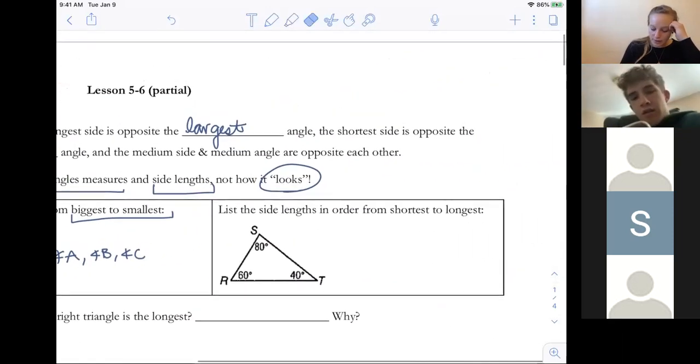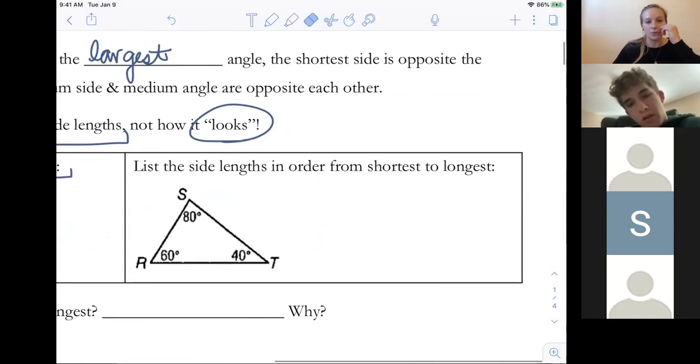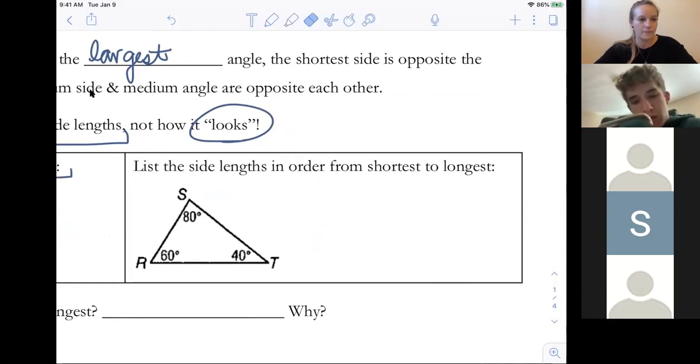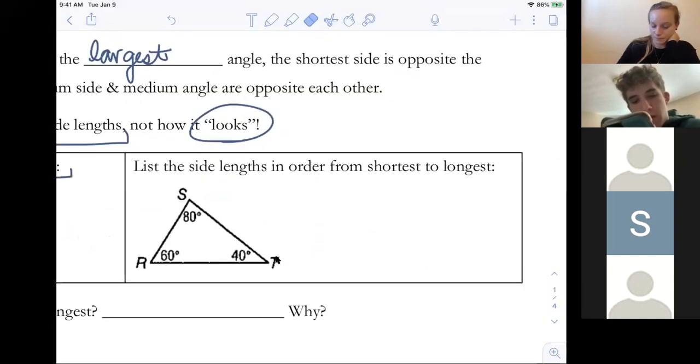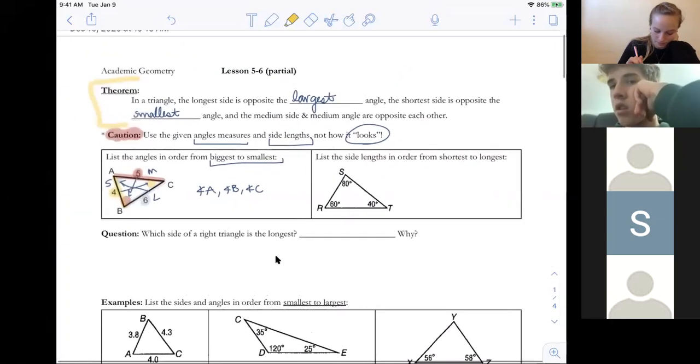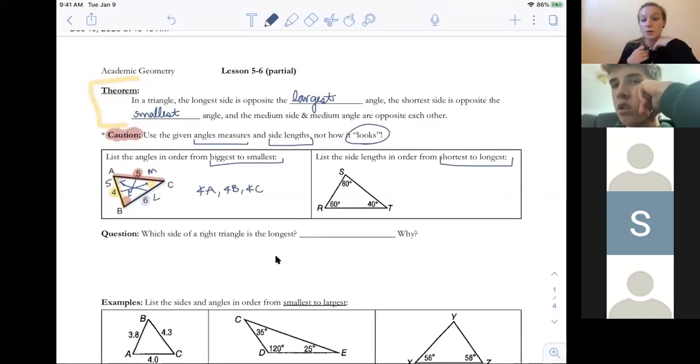Okay, why don't you look at the next one? You try and order that, and I'm going to join you in 1 second. You try the second one. This time we're going smallest to longest, shortest to longest. Make sure you read the directions.